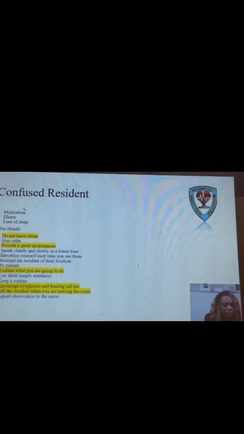You want to keep a routine. This will help the resident understand or know what's going to happen before it actually happens. You want to encourage the use of their eyeglasses or hearing aid if they have one. You want to tell the resident when you're leaving the room. And any observation that you notice from that confused resident, you want to notify the nurse. The confusion may be new. It could be of new onset. So you always want to be in communication with your nurse.